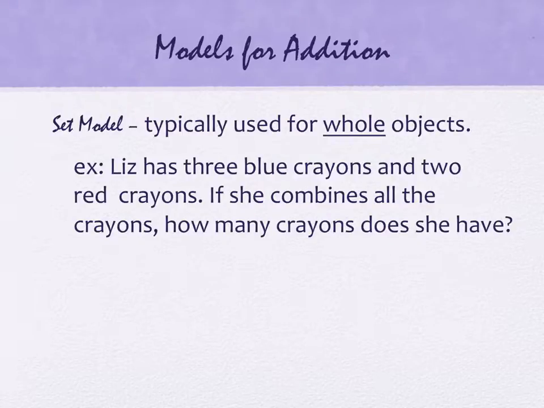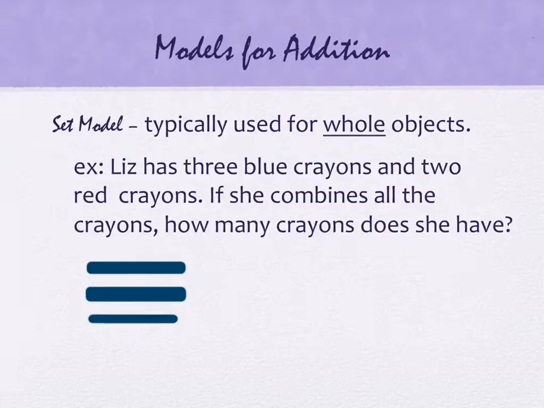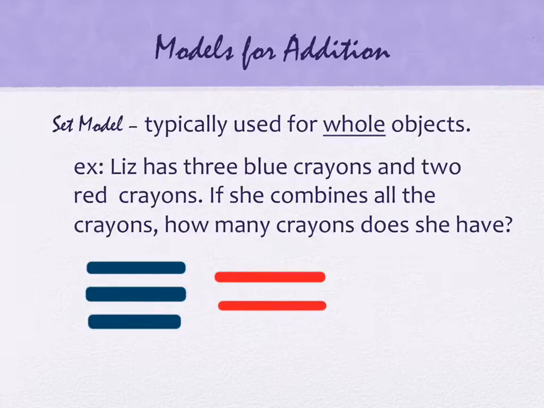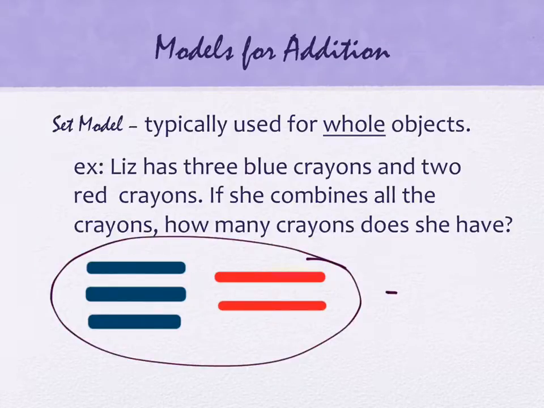Oh, I should have done blue first, I guess. It says 3 blue crayons. So here's 1, 2, 3 blue crayons. And I have 2 red crayons. And the question is, when I combine them all together, how many crayons do I have? My answer is 5 crayons.